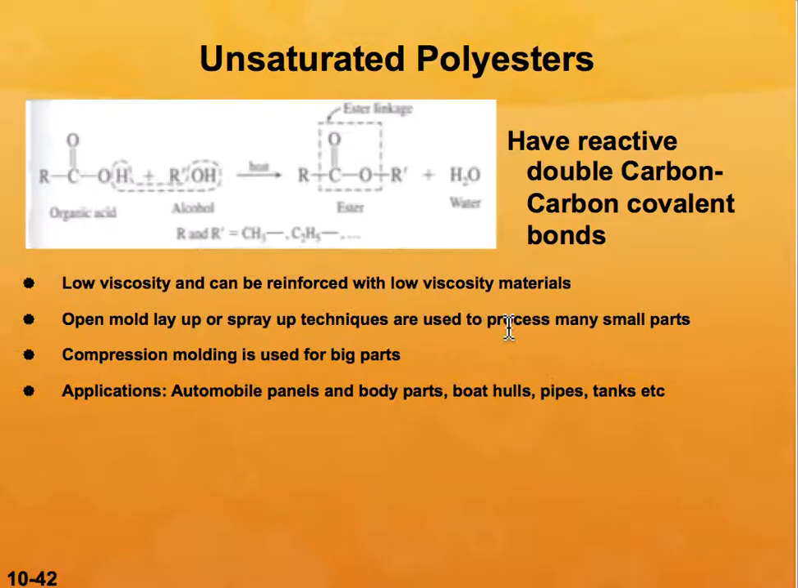They have low viscosity and they can be reinforced with low viscosity materials. The advantage is that you can spray them, you can put them in open molds and things like that. So you can use them to process many small parts. You can also do compression molding, and there are many applications. So these are some of the most commonly used resin matrix systems for composite materials in real applications.